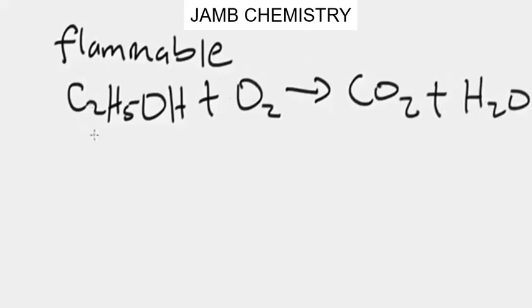We have to balance this chemical equation. We have two carbons at the left and one carbon at the right, so we add 2 here. Carbon is now balanced. What of hydrogen? We have 6 hydrogen atoms at the left and 2 hydrogen atoms at the right, so we're going to add 3 here.